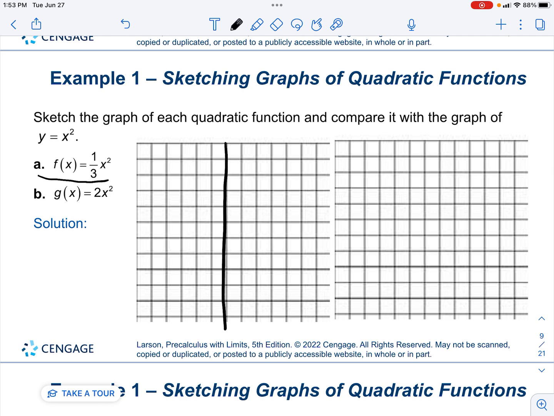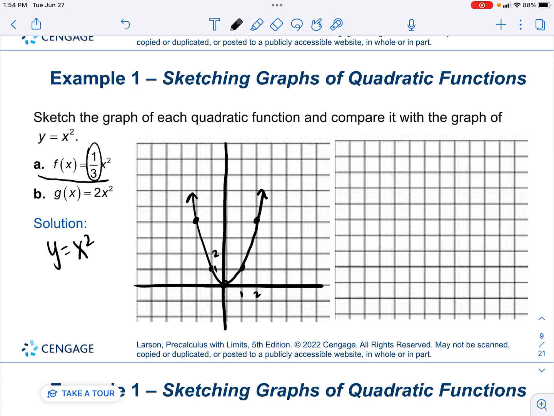So I'm going to first put in my axes so that I have something to go off of. And I'll just have all of these be a scale of 1. So every line represents 1. So first, my parent function, y equals x squared, that is the one that has not been moved at all. So this is a parent or a regular parabola, okay?